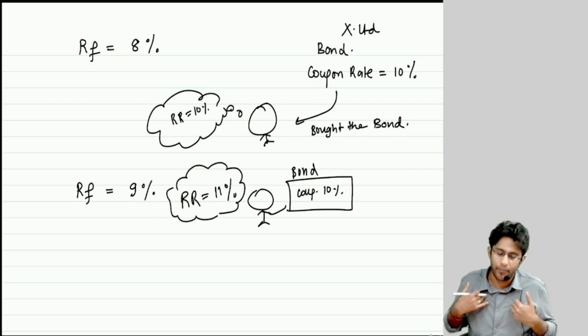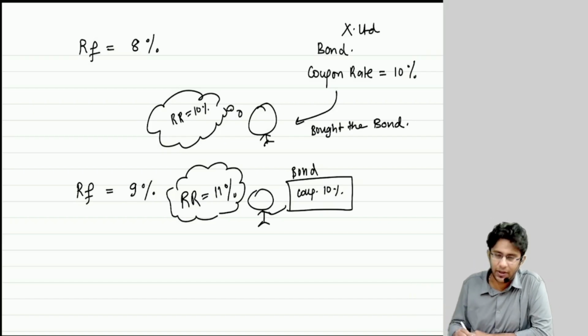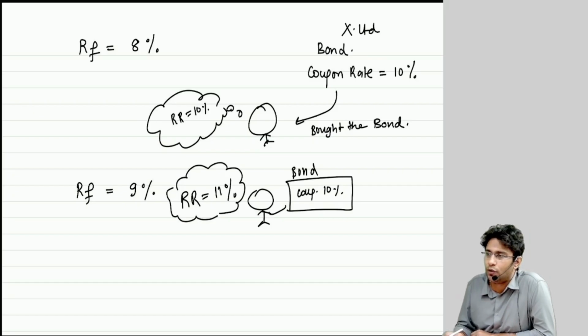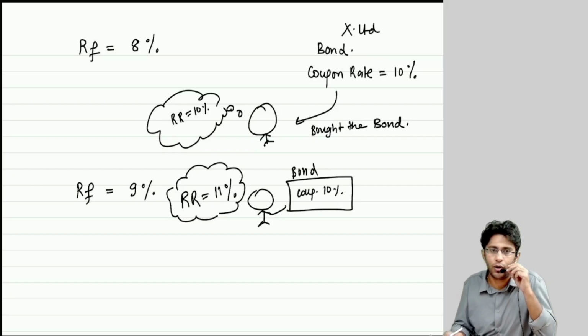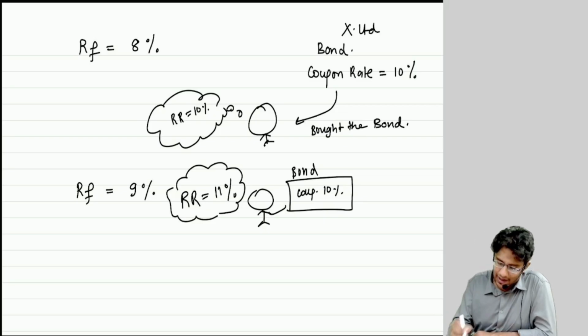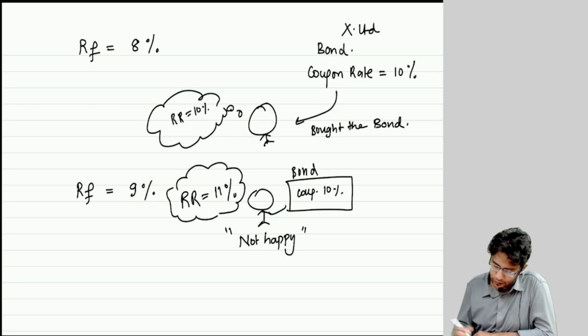Nothing will change. But you tell me, sir, is this fellow happy or sad? If you are that investor, will you be happy or sad? Sad. Today your required return is 11%, but that bond won't give you 11% because you purchased the bond at a 10% coupon rate. You will never get your required return in this bond. You already bought it. Am I clear here? So what will you do since you are not happy?